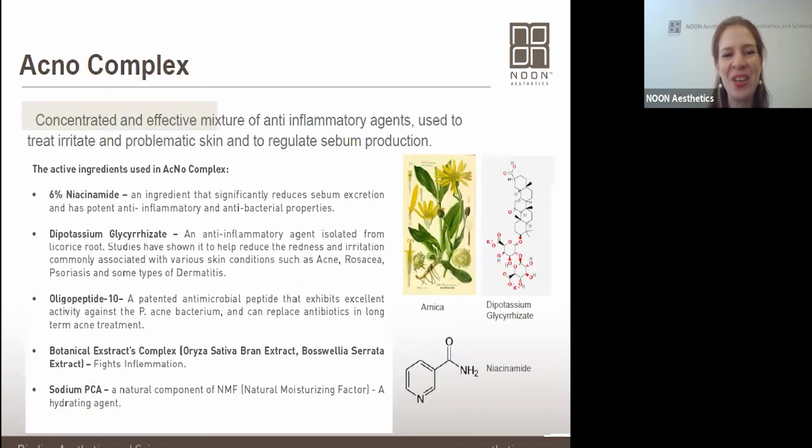We also have the Acne Complex ampoules, which contain so many good soothing and relaxing ingredients, like 6% niacinamide, which is anti-inflammatory. Also, the dipotassium glycyrrhizate is anti-inflammatory and really relaxes and soothes the skin. The botanical extracts are very good. They really help. I can use the ampoules in any kind of acne, in every state, and they will help to relax the skin and give a boost to the treatment.